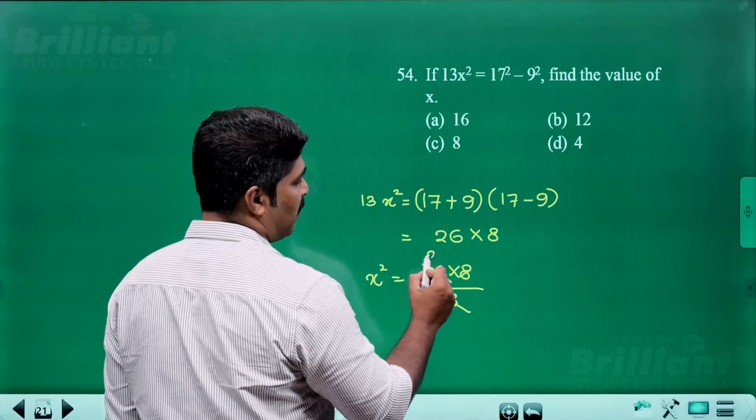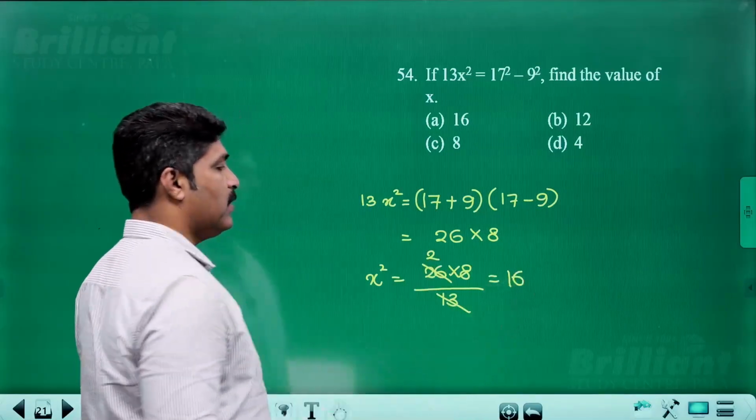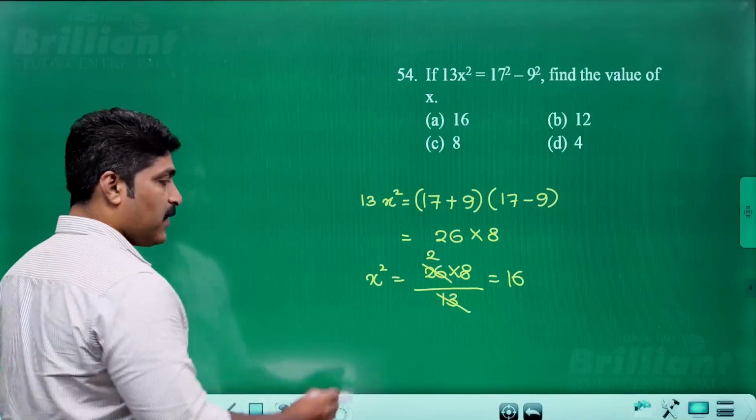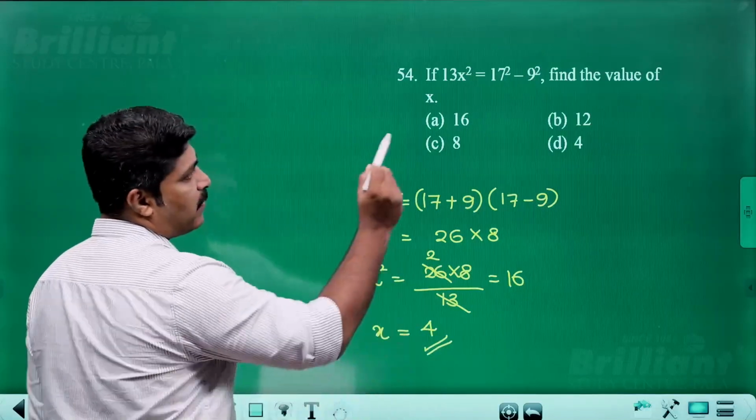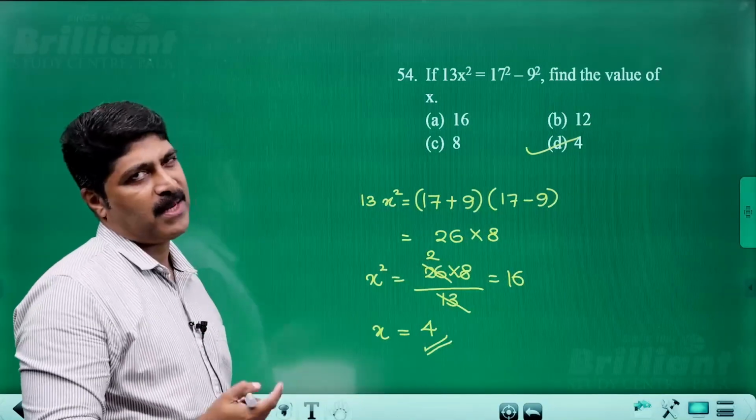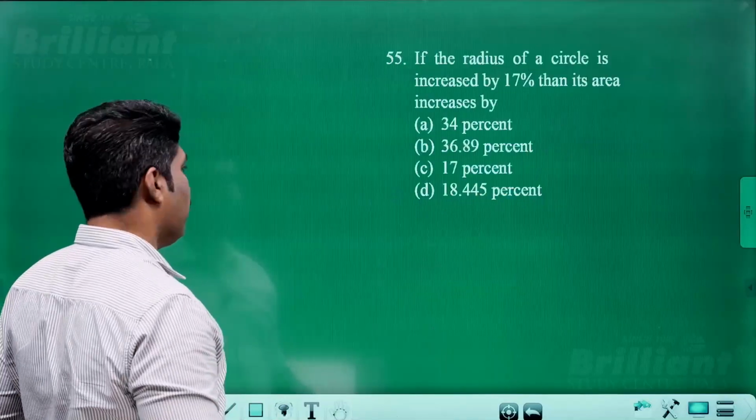So here we can simplify it. This is equal to 16. As x square equal to 16, x equal to plus or minus 4, but in our option it contains only plus 4. Therefore take that value as 4.